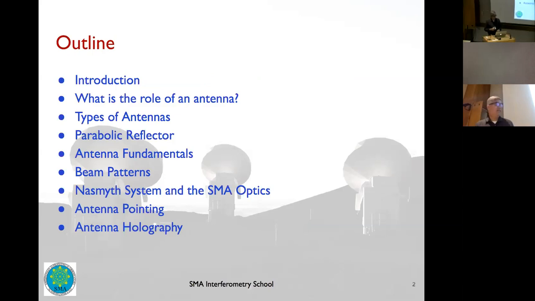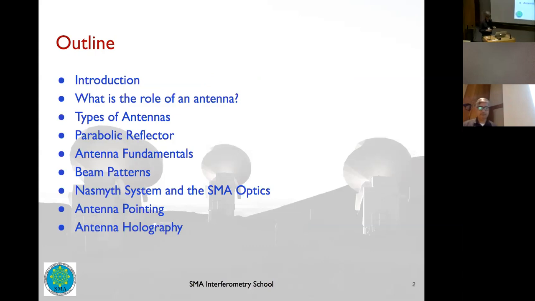Okay, so here's a brief outline of some of the things I'll be covering. I'll talk about the role of an antenna, different types of antennas, and then the parabolic reflector, which is the main antenna design that's used at these frequencies. Then a little bit about fundamentals of antennas, beam patterns, and the SMA optics, and then implications on antenna pointing and holography on your data.